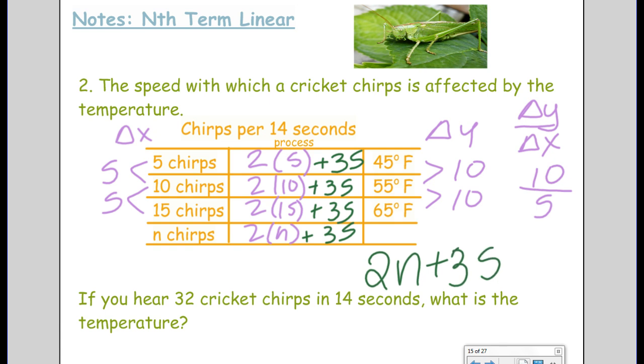And now we need to see what they're asking. If you hear 32 cricket chirps, what is the temperature? Instead of n, you're going to put 32. Go to your calculator. 2 times 32 plus 35 is 99. And it is a summer day in Houston, right? 99 degrees outside when the cricket chirps 32 times in 14 seconds.